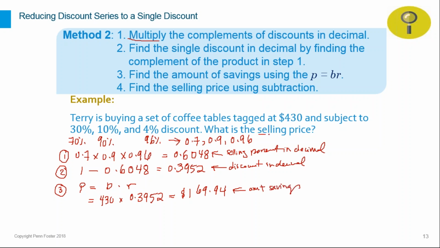Since the question is asking for the selling price, then subtract the savings from the tag price. We know both. So number 4, the selling price equals the tag price minus the savings. And you will find the selling price. $260.06, exactly what we've got on the first method.